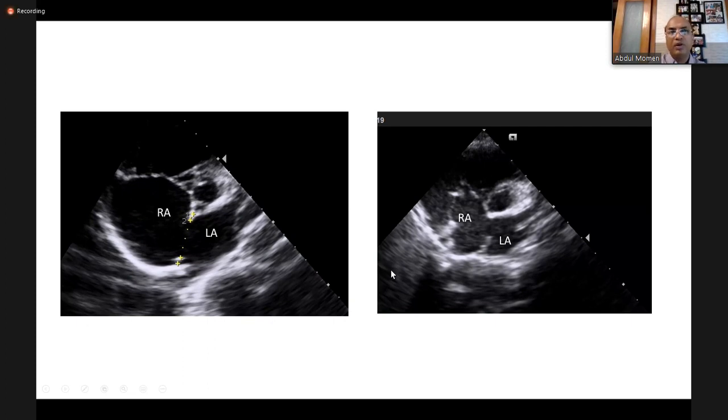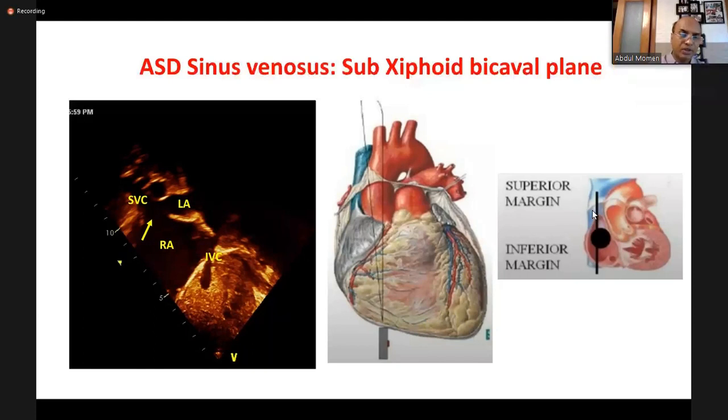If we position our transducer at the 6 o'clock or 12 o'clock position, then we get the subxiphoid view. Here is the position of the transducer, and here is the plane. The upper part is the SVC. This is the SVC, and this is the IVC. When it enters into the liver, it is the IVC. So this is the RA.